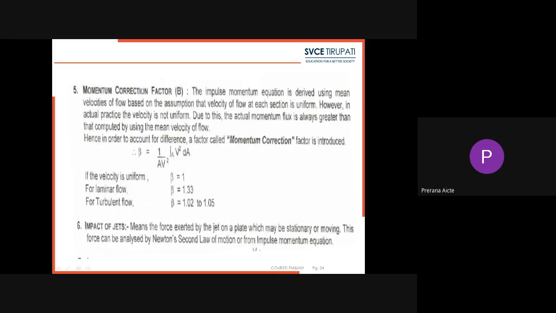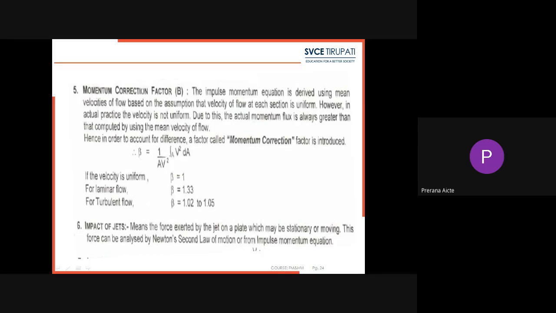Then momentum correction factor. Of course, this momentum mainly depends on the velocity, but this velocity is not constant at each and every point. Of course, the velocity will change from one point to another due to several reasons: due to the pressure, due to temperature, due to the forces acting on it, and so on.